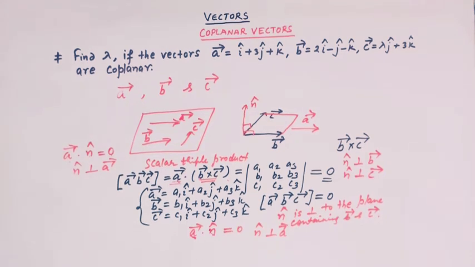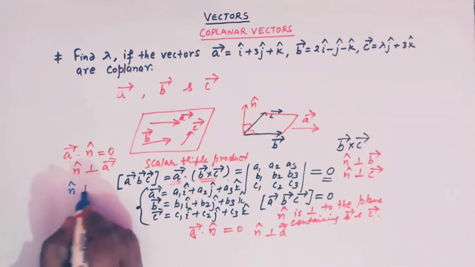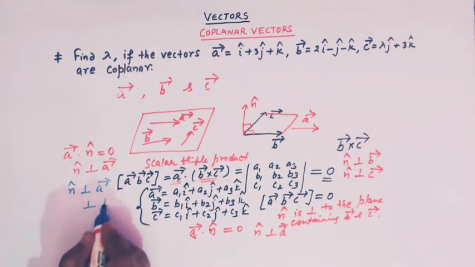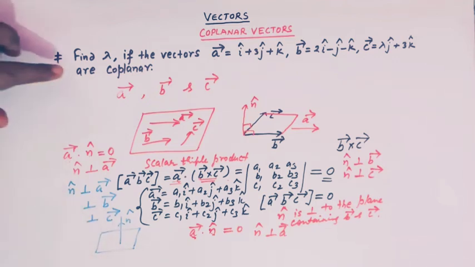So now viewers, to summarize, we can say that this unit vector n cap is perpendicular to vector A, perpendicular to vector B and perpendicular to vector C, and it shows that A, B and C are lying on the same plane, right? This is the direction of n cap, and all the three vectors are lying on the same plane, and hence they are said to be coplanar, right? Now let us come to the problem.